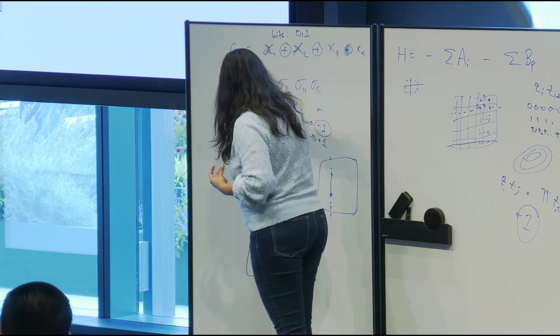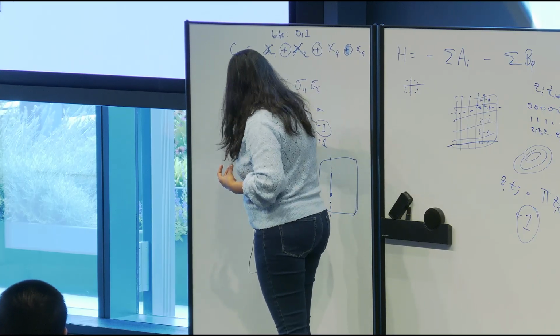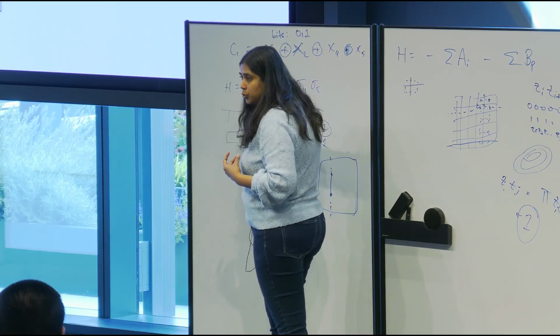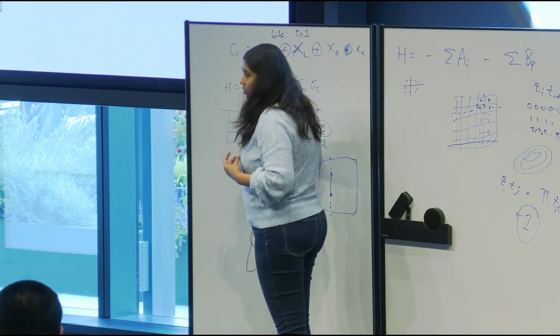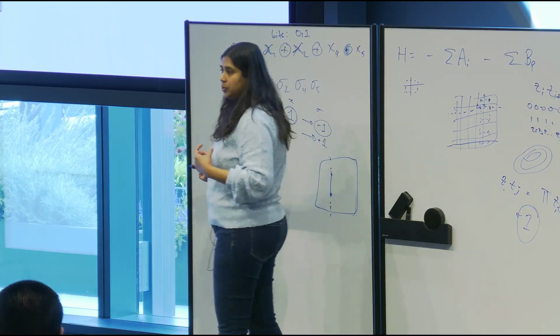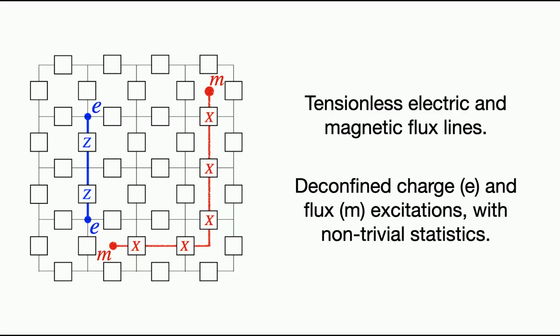On the other hand, if I act with the product of z's on two links, then this star operator is now happy because two things got flipped, and now I have these two charges. But this also just costs energy 2. So I can separate these charges as far as I want, but as long as I have two charges, I have an energy of 2. The strings themselves don't cost any energy. Likewise with the X strings, which create plaquette violations.